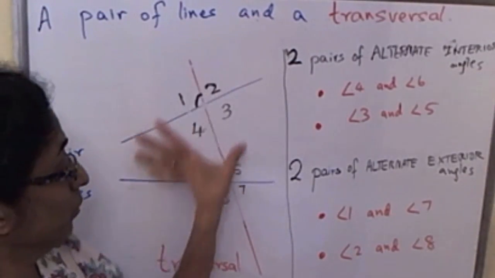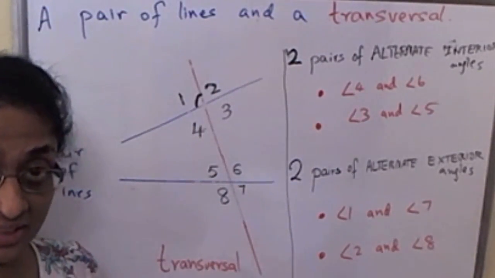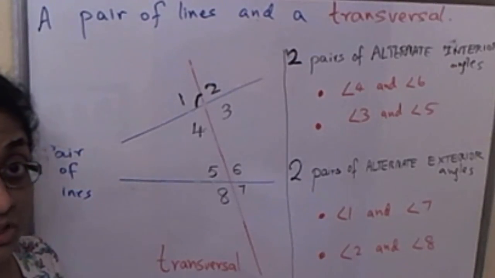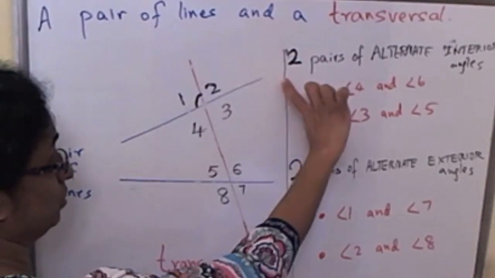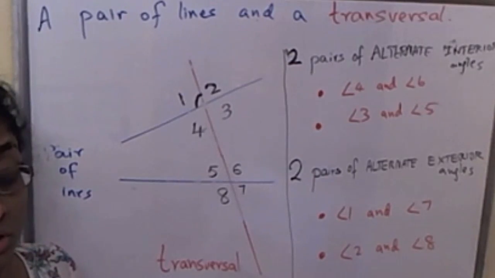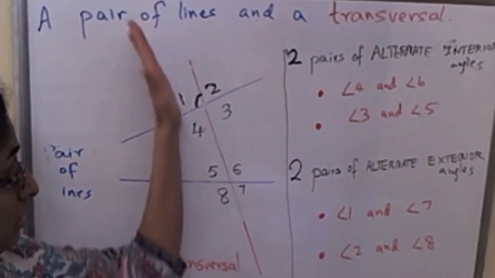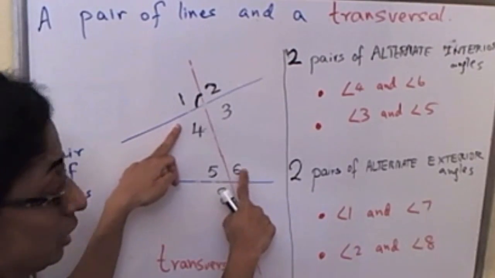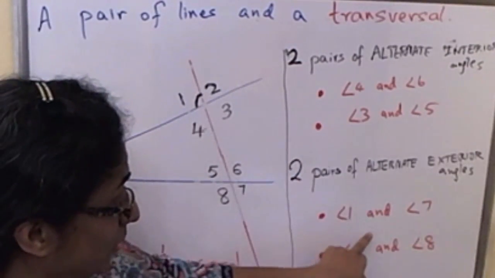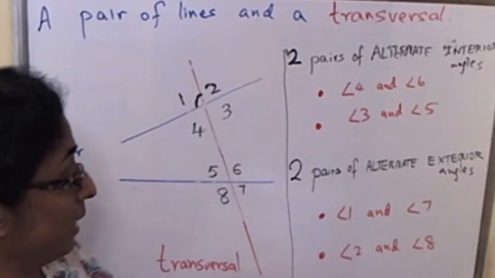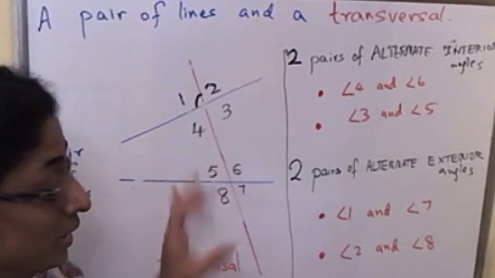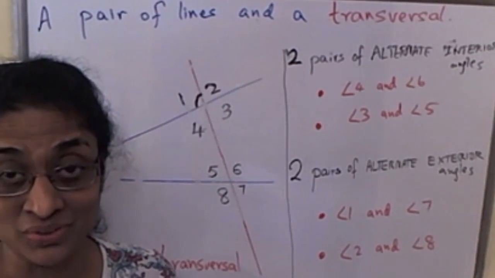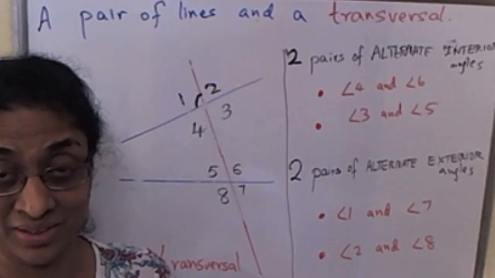Now, if you were to do an exploratory exercise where you simply draw any 2 blue lines, which are not necessarily parallel, and a transversal, you'll notice 4 and 6 need not be equal, and the same about each of these pairs. But when these blue lines are parallel, something interesting happens. And let's talk about that now.